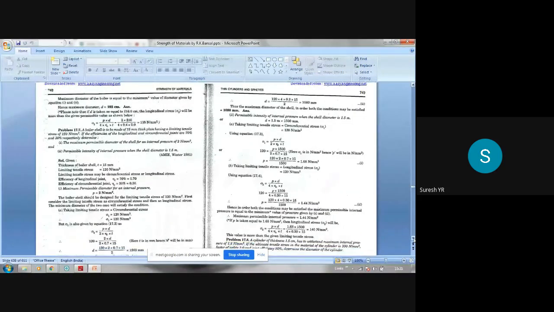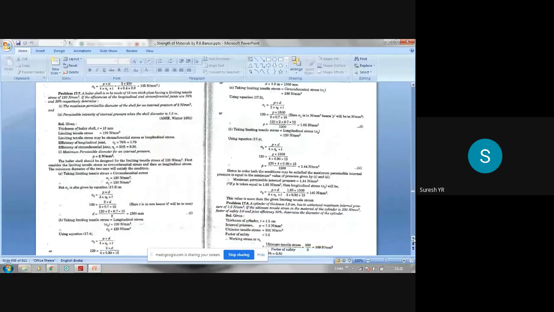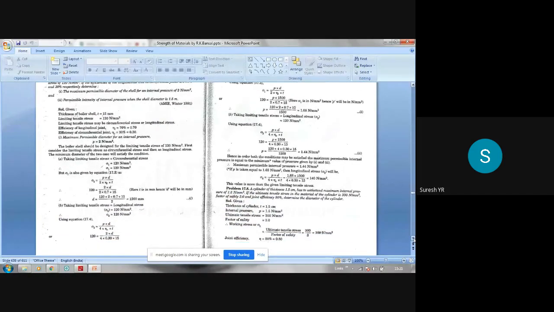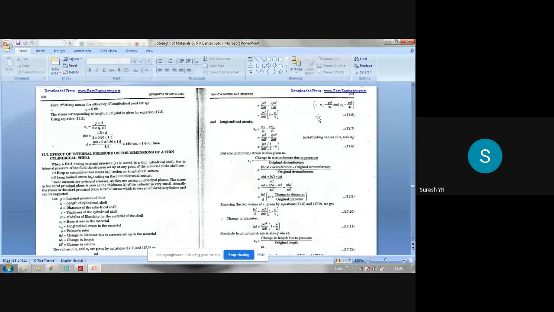Now today we will see another thing in the case of thin cylinders: how to find the volumetric strain. You can directly go to page 750. I am going to explain from this book only because it is very clear and all the steps are there. So you have to stick to these notations only.